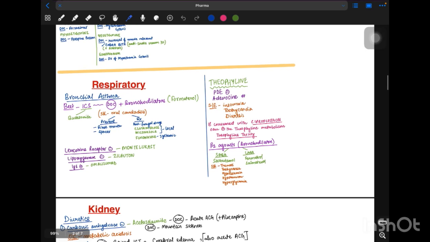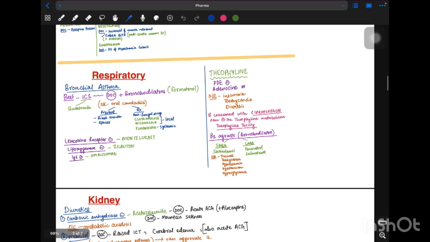Now, moving on to the respiratory system. So the first topic in respiratory system is bronchial asthma. What is the best drug for bronchial asthma for treatment? Inhalation corticosteroids. The short form is ICS. So inhalation corticosteroids we can give in bronchial asthma. It is the drug of choice.